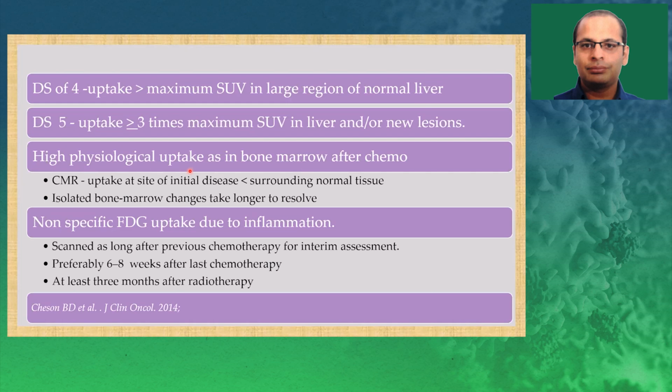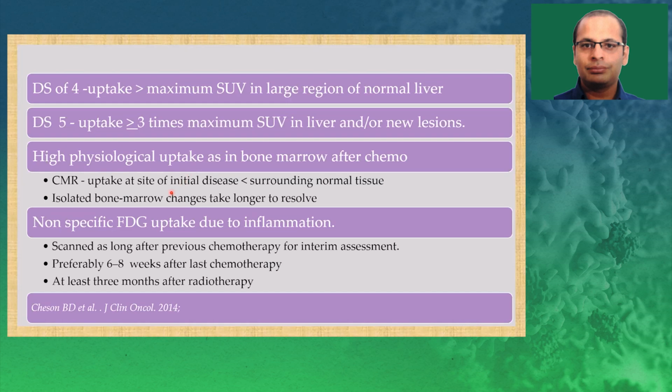For complete metabolic response, just remember that if the uptake at the site of initial disease is less than the surrounding normal tissue, you consider it as metabolic response only, even if it is occurring in the marrow. And isolated bone marrow changes take a longer time to resolve. So a few changes in the bone marrow might be lighting up even in the end of treatment PET.